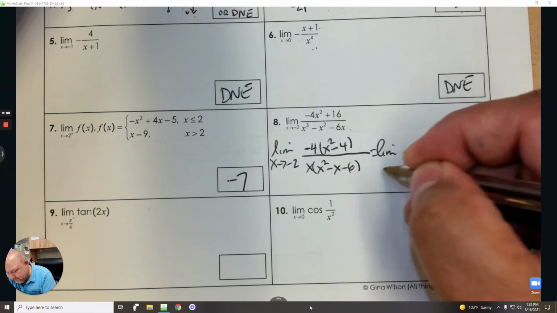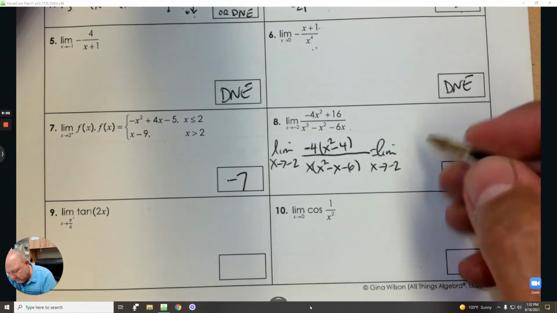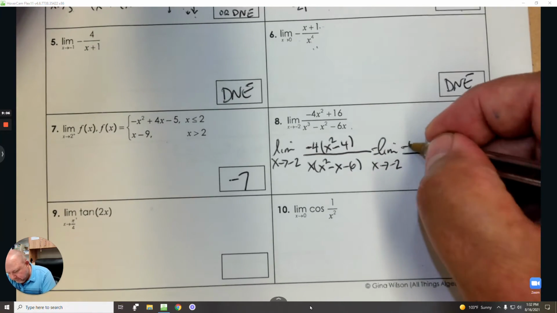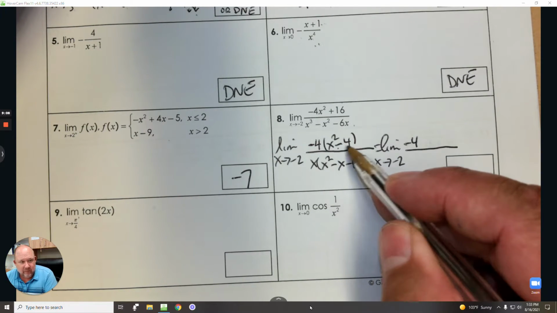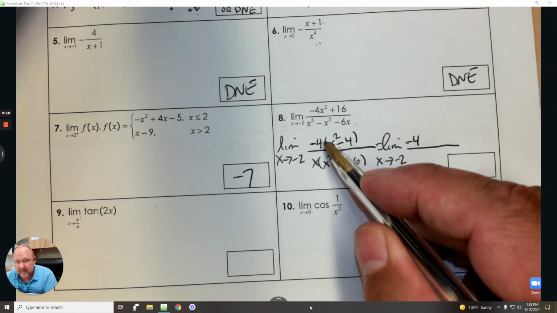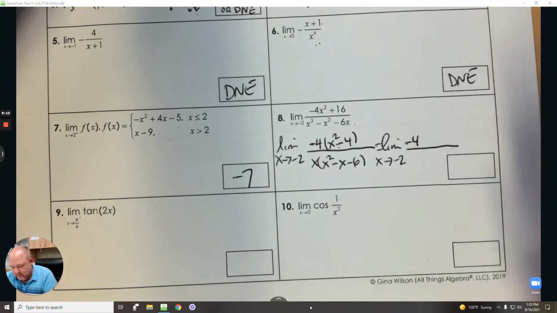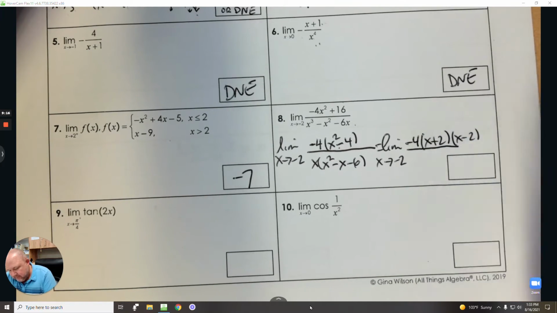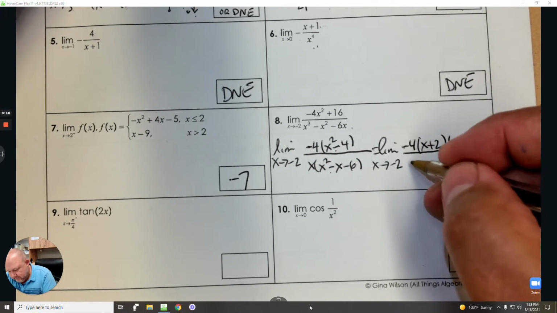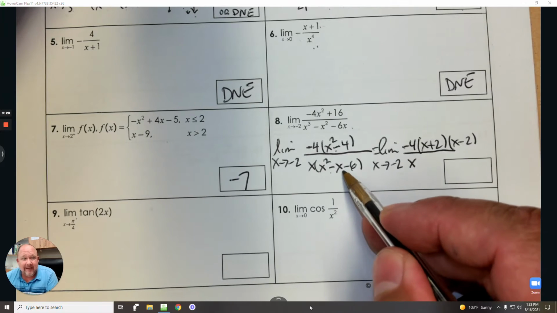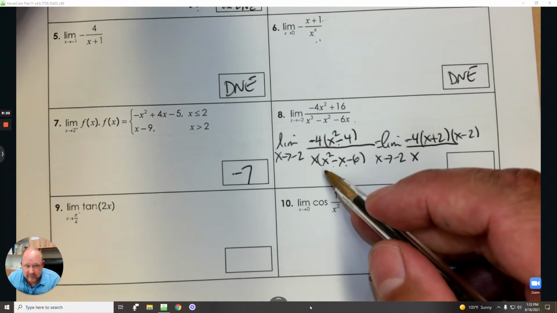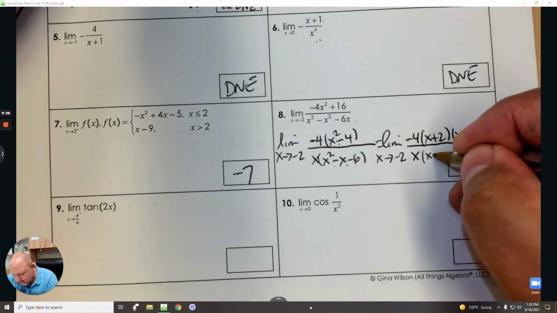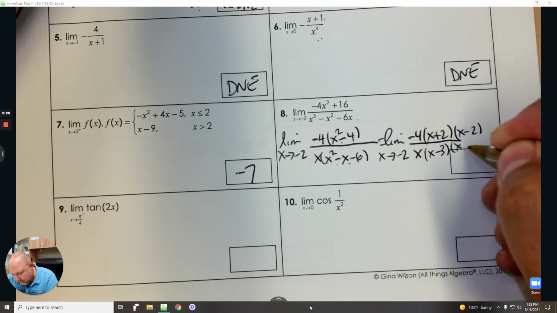Again, the limit as x approaches negative 2. I'm going to keep factoring here. So the top, x squared take away 4 is a difference of squares. Square root each one, and you have x plus 2 and x subtract 2. The denominator, 2 numbers that multiply to negative 6, and the same 2 numbers add to negative 1. That'd be negative 3 and positive 2.